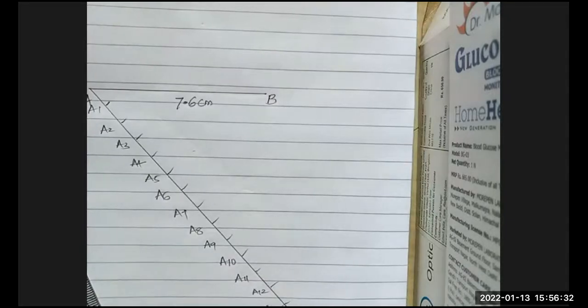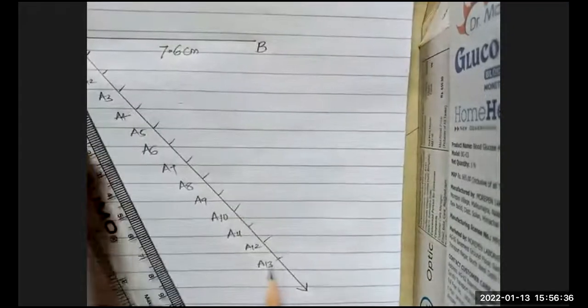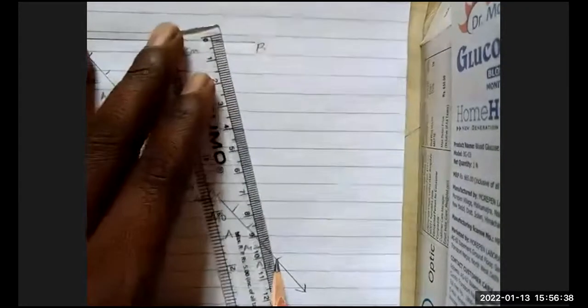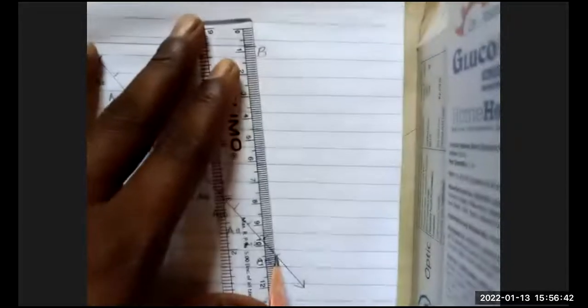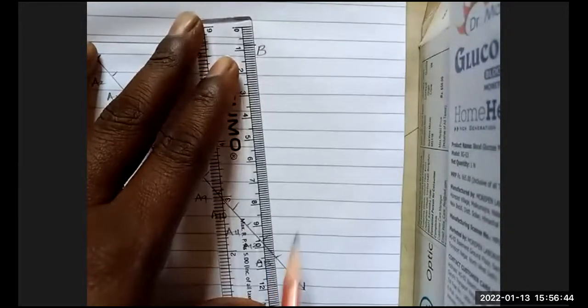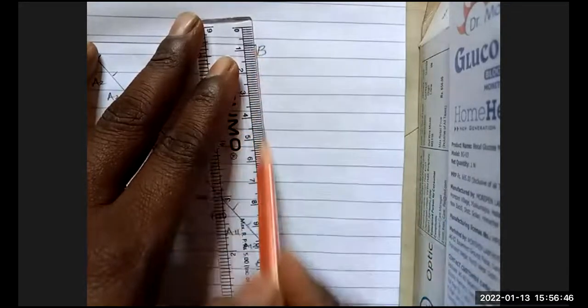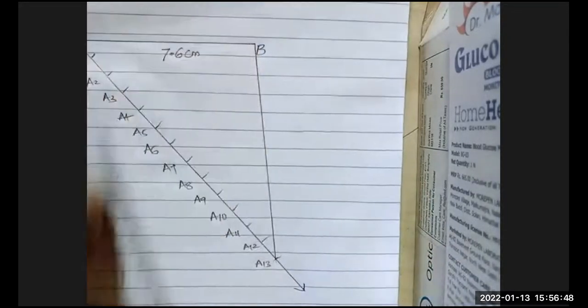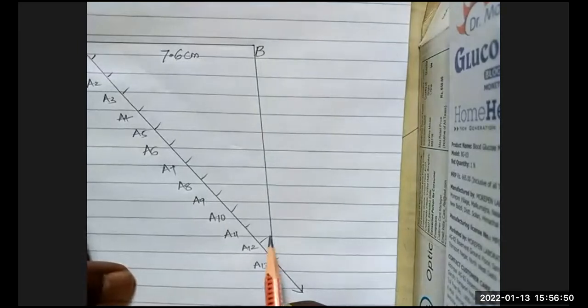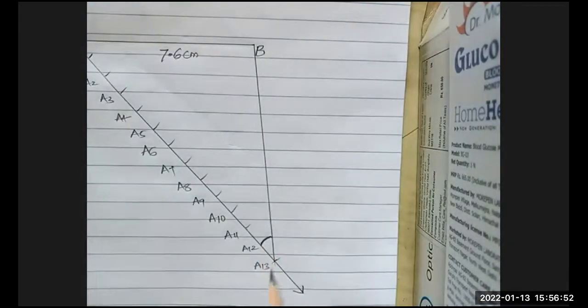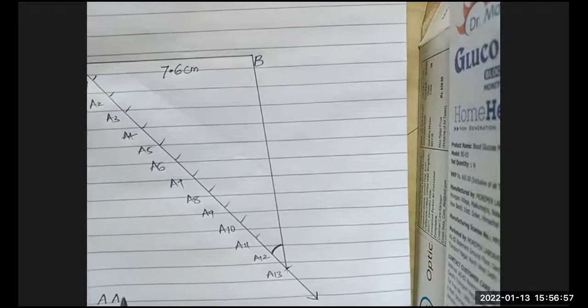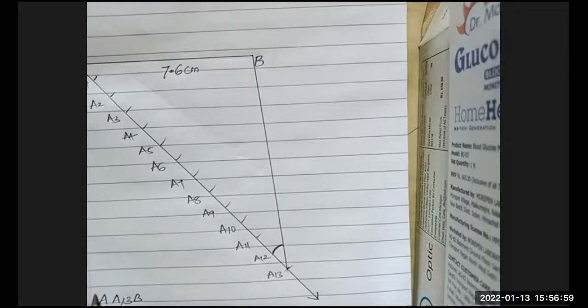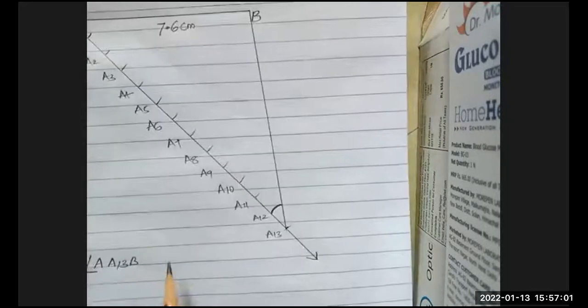Now what is the next step? The last equal point of the ray should be joined with point B. So I'm joining those 2 points here, B with the last point. Next step, measure the angle at A13. What is the angle A13B? Angle A13B is equal to how much?